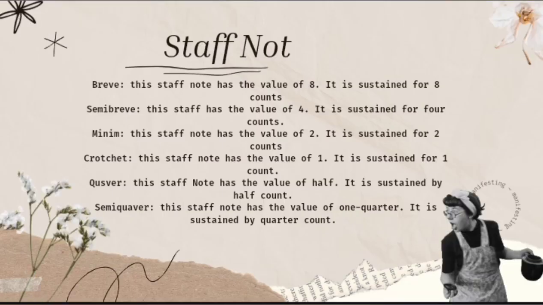Now we move on to giving definitions so that we know what these staff notes stand for. We talk about a brief. This staff note has a value of 8. It is sustained by 8 counts. So you see now, 8 counts. You can sing your do.